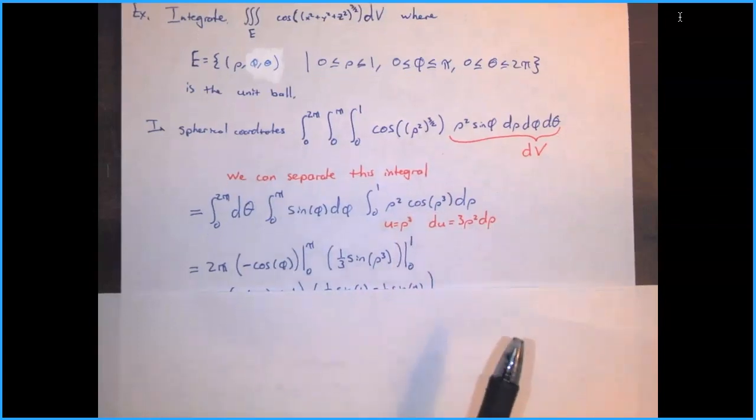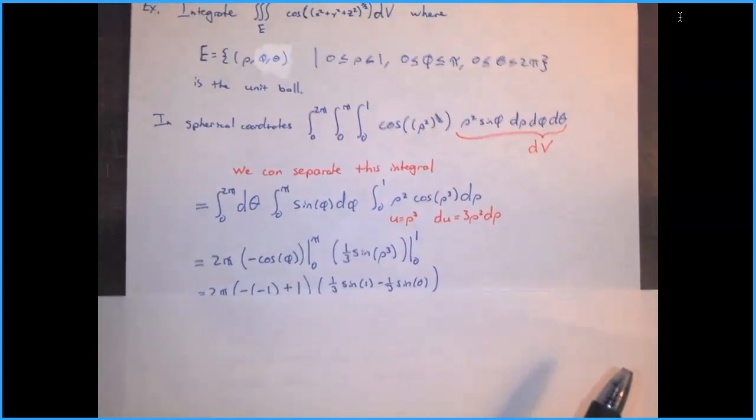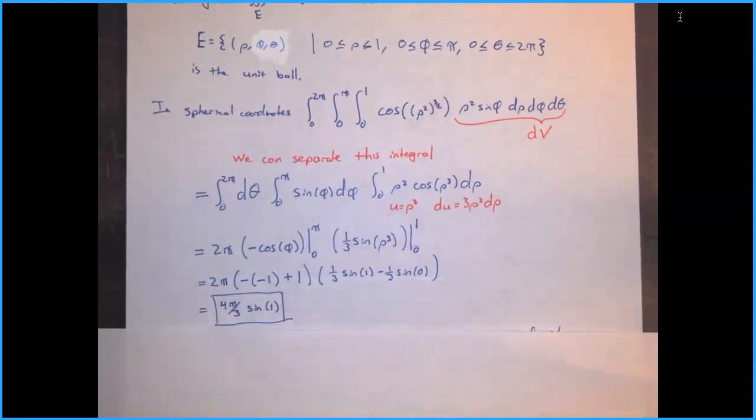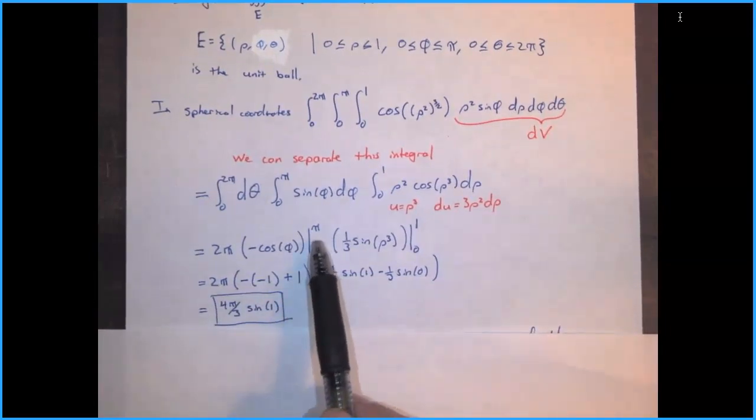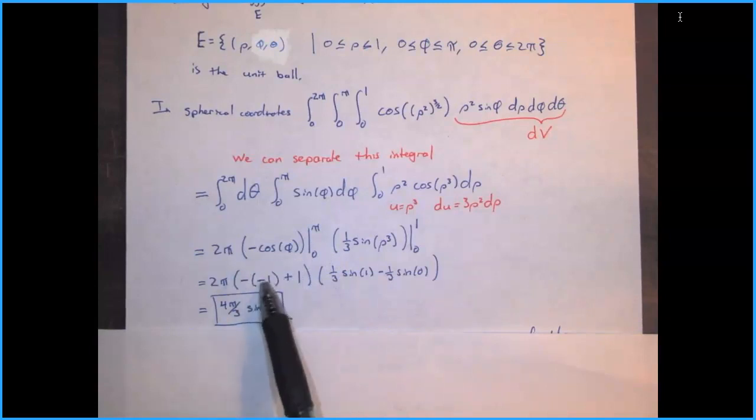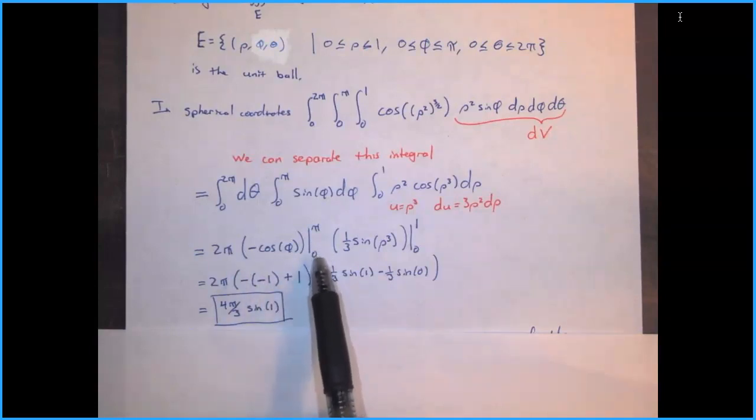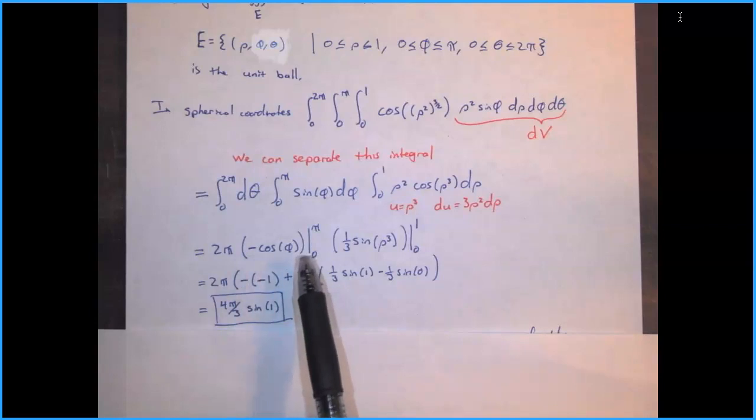And I need to plug in my bounds. When I plug in my bounds, this is what I get. Cosine of pi is -1, so that becomes +1. Cosine of 0 is 1, so I'm subtracting minus cosine, that becomes plus. And cosine of 0 is 1, so this just becomes 2.